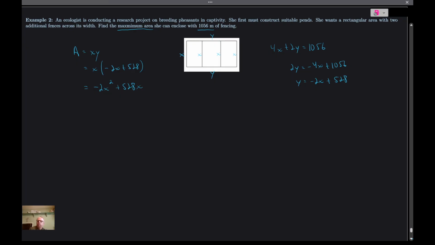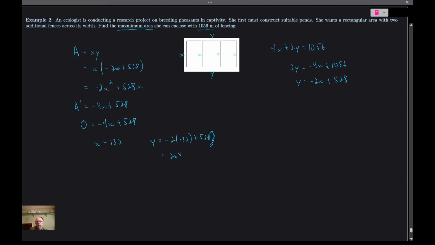What do we do next? Take the derivative, of course. A prime is going to be negative 4x plus 528. Set that equal to 0. And so we get that x is 132. And if x is 132, y is negative 2 times 132 plus 528. And so y is going to be 264.